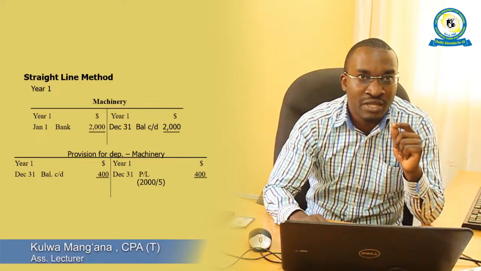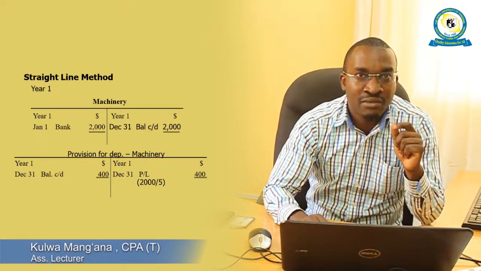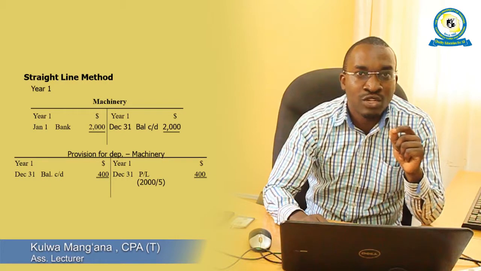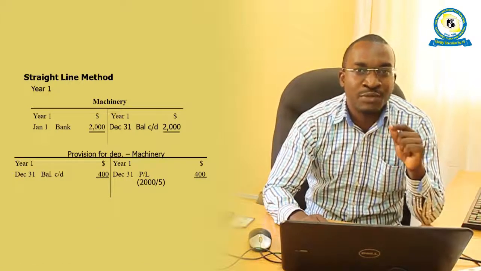Since we bought this machine, in year 1 you are going to debit the machinery account by that amount, 2,000, and then at the end of the year we are going to close that account by that amount of 2,000. We are also going to open the provision for depreciation account in year 1. So at the end of year 1, we are going to charge the depreciation amount to the P&L.